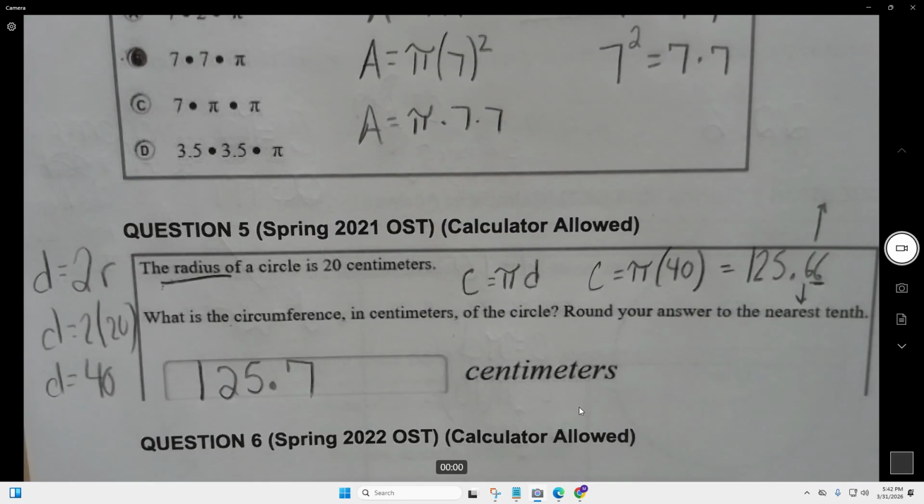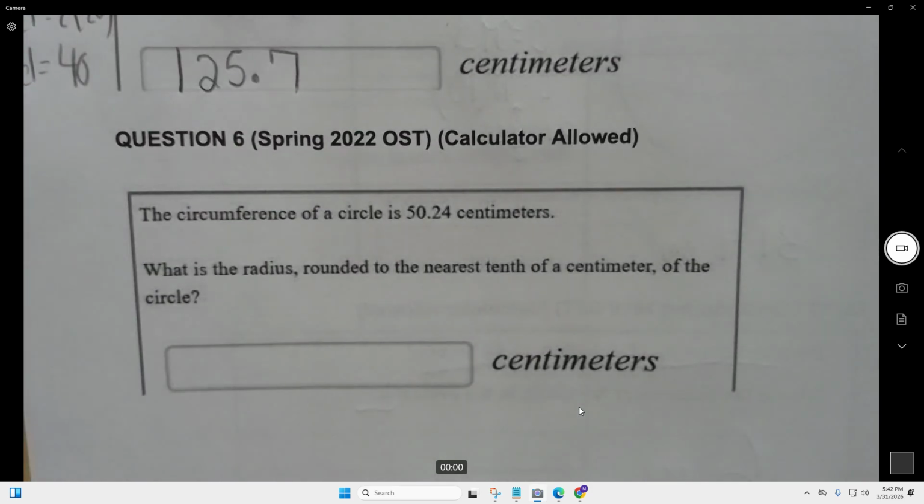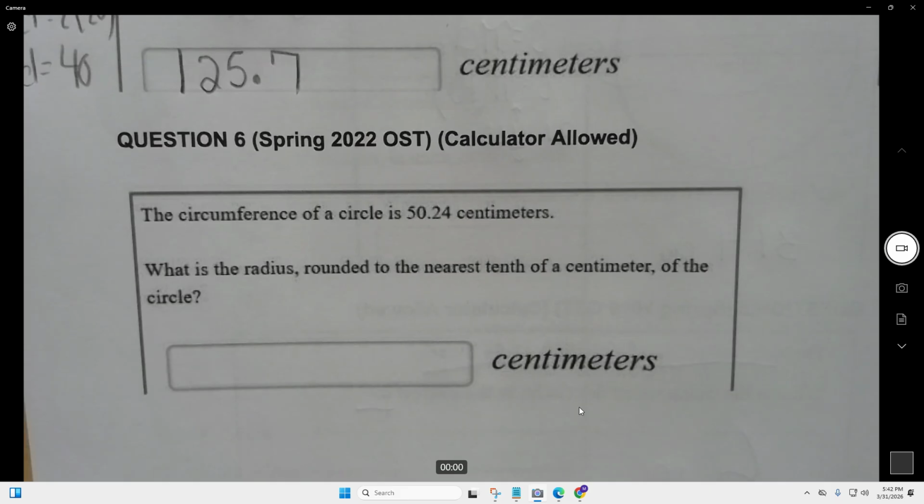Question 6. I'm flying through these questions kind of quickly, and that's because a lot of these questions are essentially the same thing, with just 1 or 2 words changed. It's very repetitive, this standard. The circumference of a circle is 50.24 centimeters. What is the radius rounded to the nearest tenth of a centimeter of the circle?